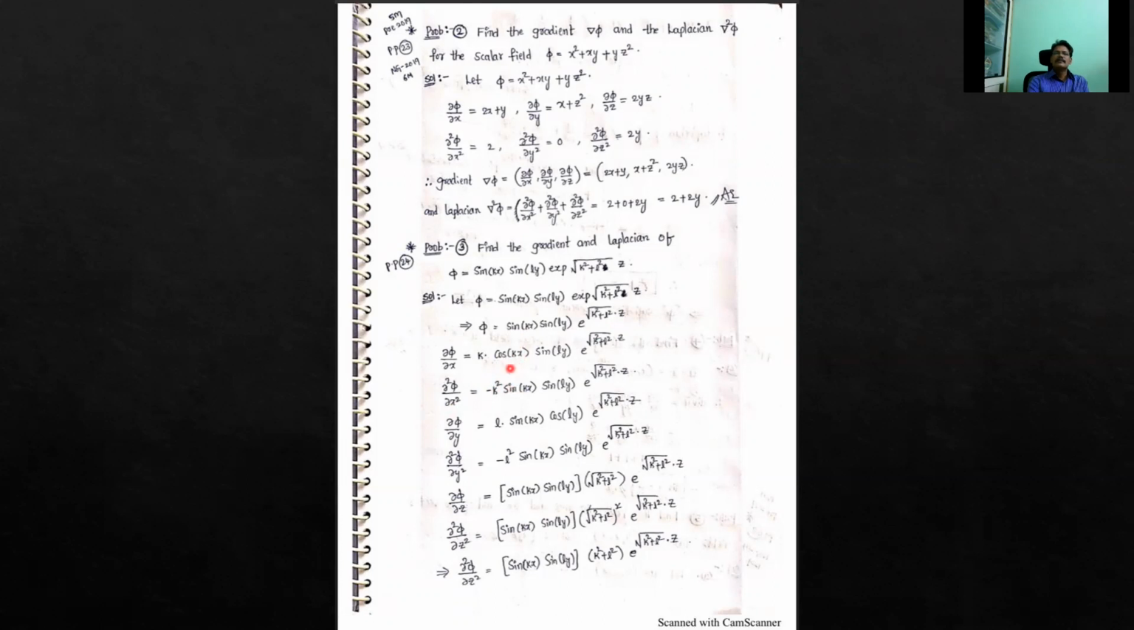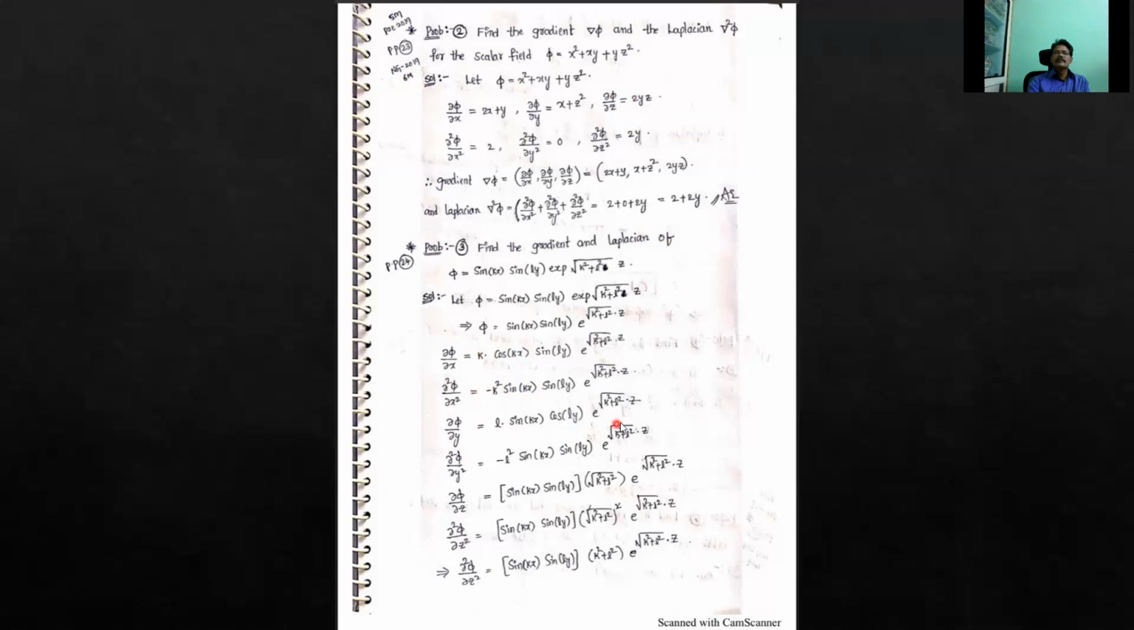So ∂²φ/∂x²: first time we get k cos kx, and again for cos kx we get minus sin kx into k into k, that is minus k² sin kx sin ly e^(√(k²+l²) z). Again similarly ∂φ/∂y.